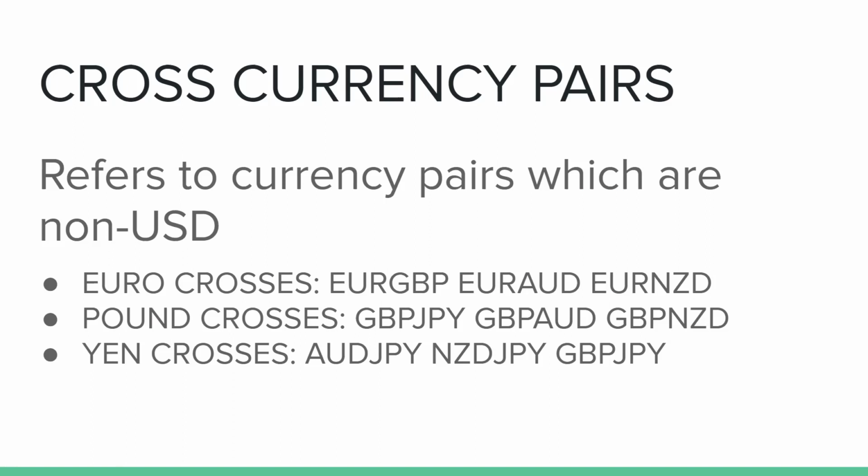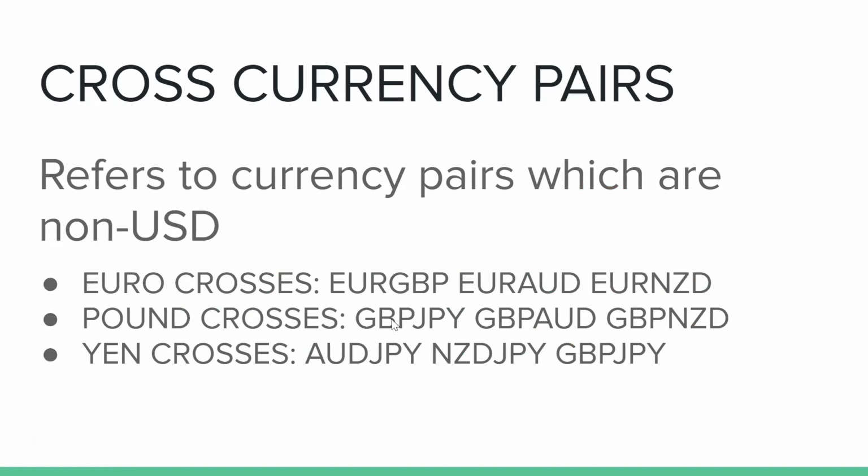So they are not denominated with USD. They are non-USD denominated. And under these cross currency pairs, we have the euro crosses. These euro crosses are those that have euro attached to them. Okay, we have the euro, which here is serving as the base currency. Okay, we have EUR/GBP, EUR/AUD, EUR/NZD, and then we have the pound crosses.